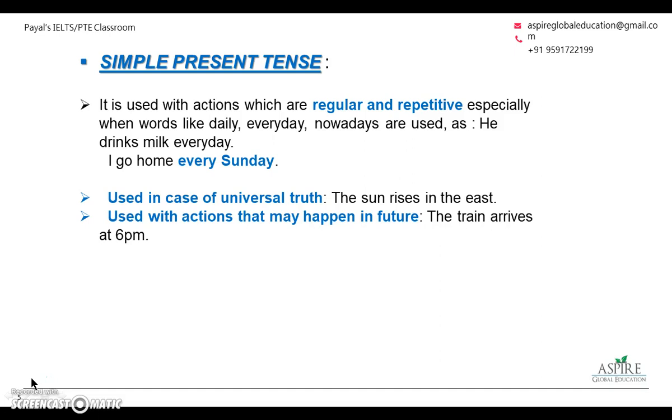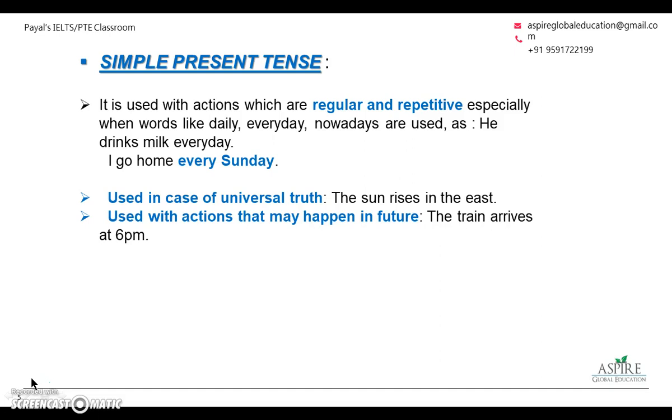You also use simple present tense in case of universal truth. The sun rises in the east. Or it is used with actions that may happen in future, but they were planned in advance. For example, the train arrives at 6 p.m. So the train arrives tomorrow, day after, every day. It's a fixed time that it arrives at 6 p.m.